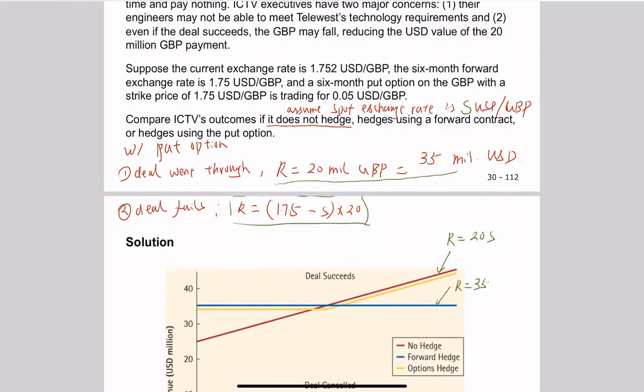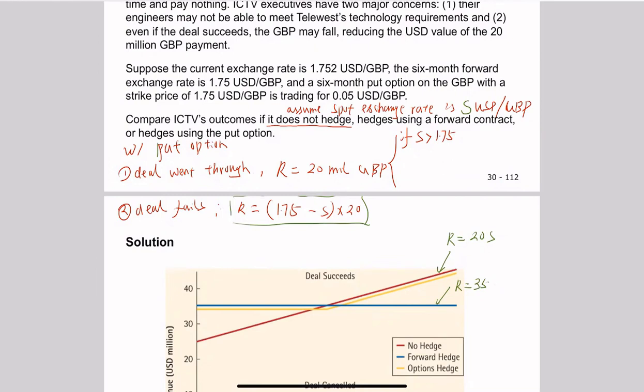Let's say the deal went through. In this case, the firm will receive 20 million GBP, and it will want to exchange this British pound into US dollars. And now the firm has to think about the spot exchange rate versus the strike price. So if the spot exchange rate is larger than the 1.75 strike price, in this case, the firm will be better off exchanging GBP for USD in the open market. So it will just let this put option expire, right? Obviously, the firm will get a better price in the open market.